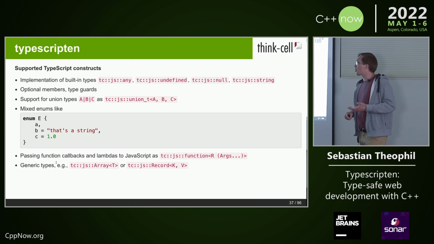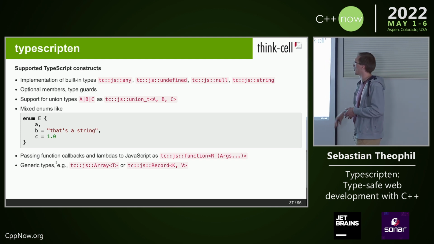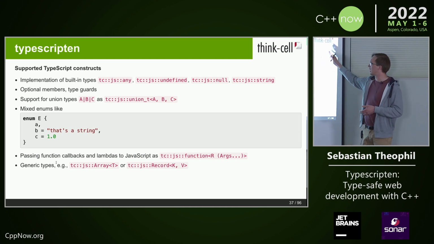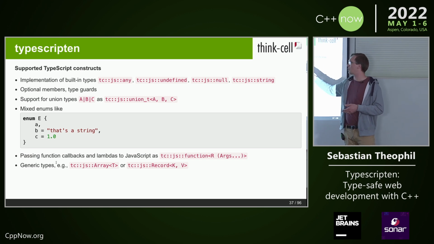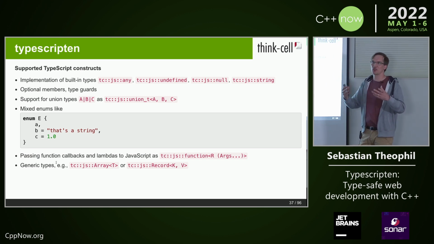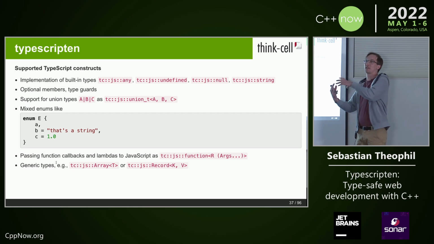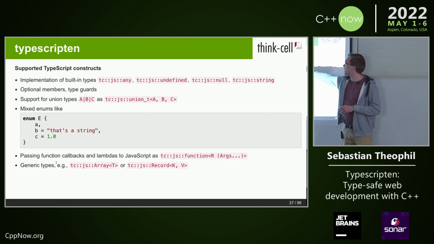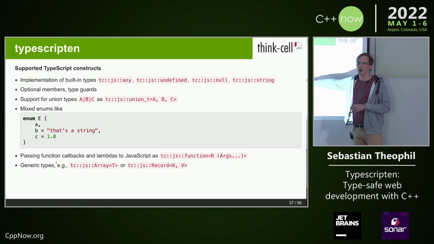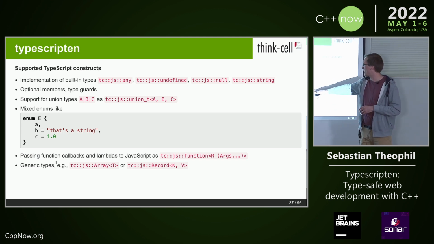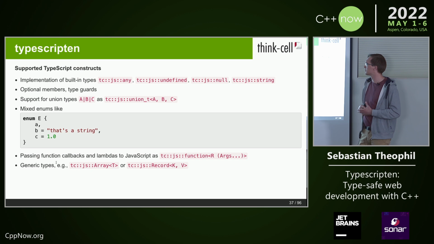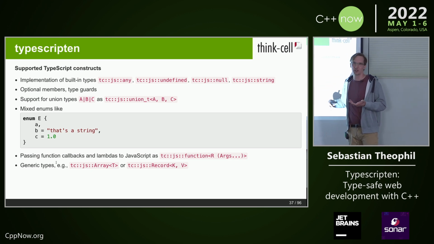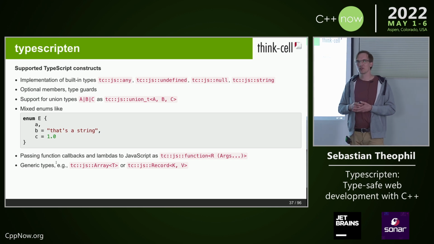That said, we support quite a lot of TypeScript's constructs. So there are a lot of built-in types that we support, of course: any, undefined, null, string. TypeScript classes can have optional members. There's a thing called type guards, which are a mixture of a type check. So you check if some object fulfills type requirements, and then you cast it to that type. There are union types in TypeScript. There are mixed enumerations. We can pass C++ functions or lambdas to JavaScript to be called as a callback. And there are also generic types in TypeScript, like arrays, records, etc. We support those too.